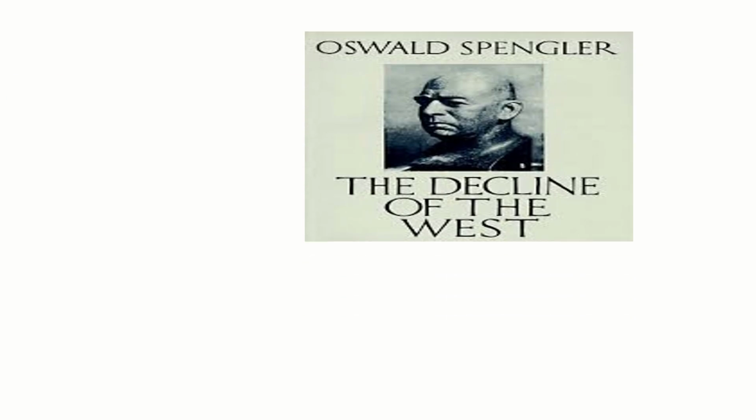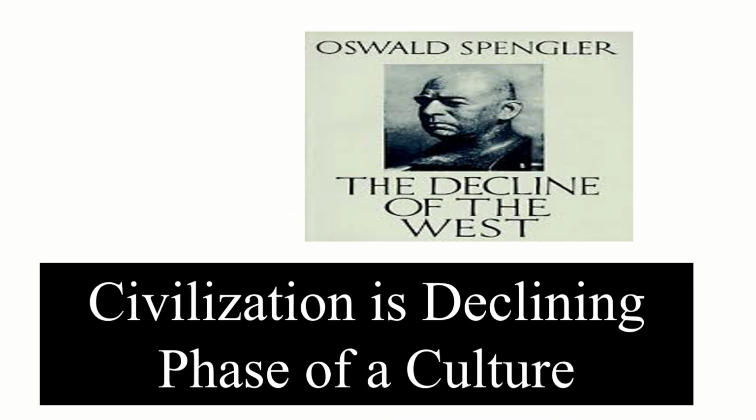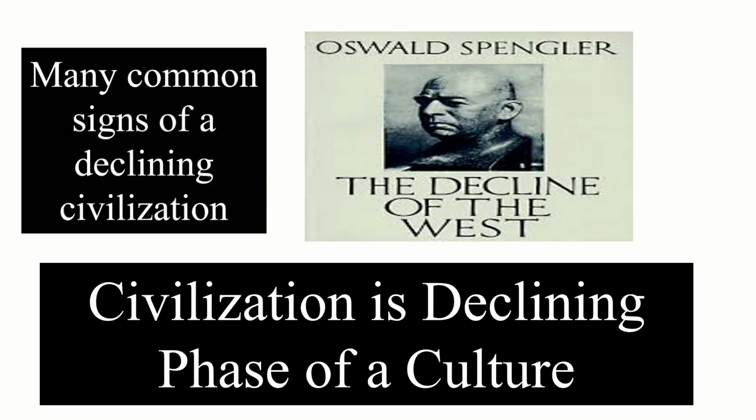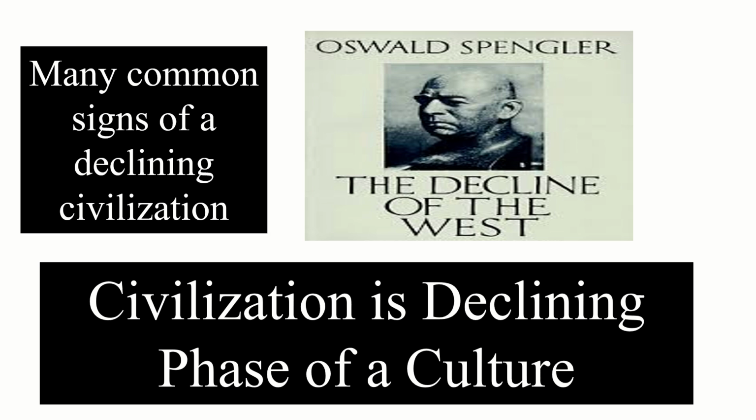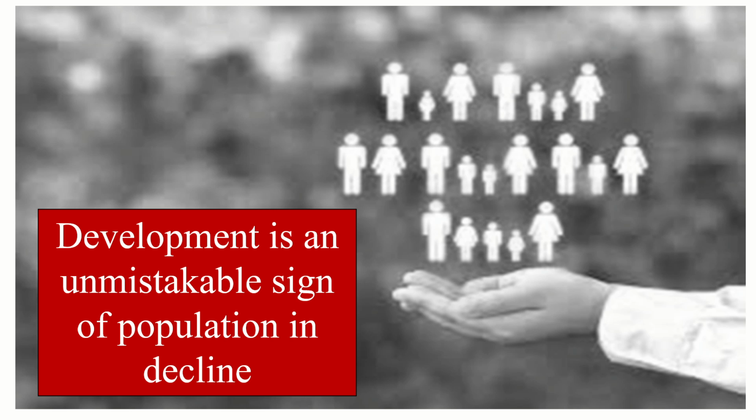Contrary to popular belief, Oswald Spengler asserts that civilization is declining phase of a culture, and there are many common signs of a declining civilization. Common signs means the signs which appear in every civilization that has declined. Negative population growth rate is one of those signs.